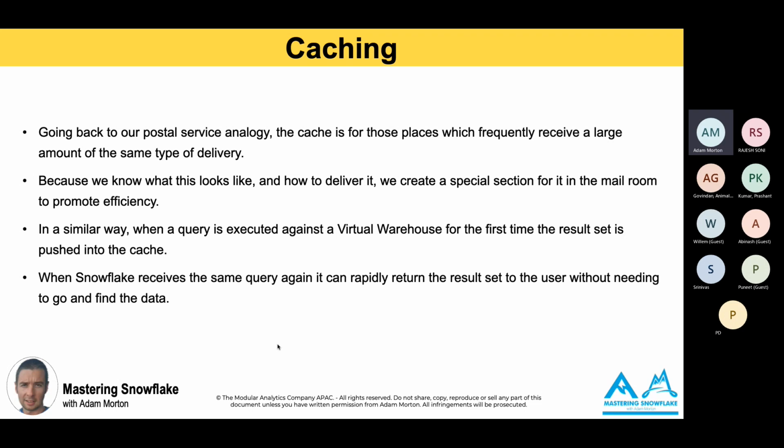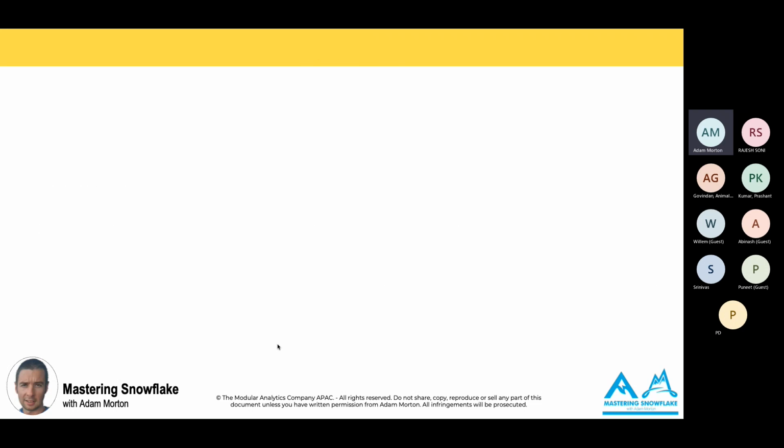When Snowflake receives that same query again, it can then quickly go to cache. It doesn't need to worry about going back to the data. It also doesn't need to use a virtual warehouse, because you don't need to use any resources to go and fetch that data. You can deliver it from the cache again. So utilizing the cache is really important and can also save you money as well as improving performance.